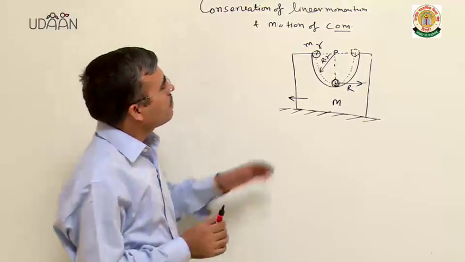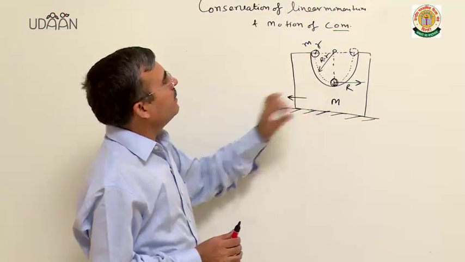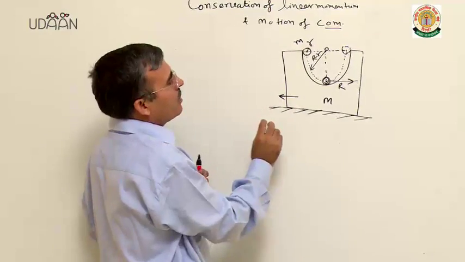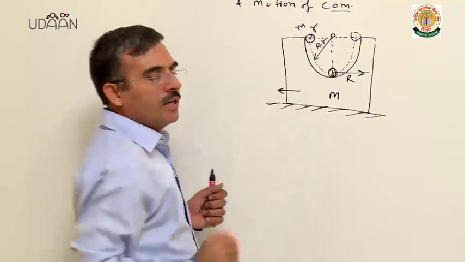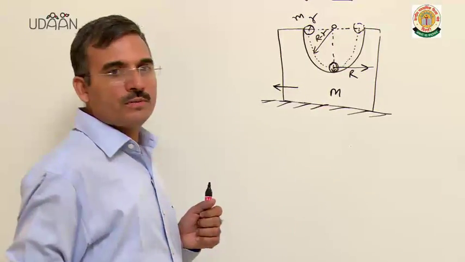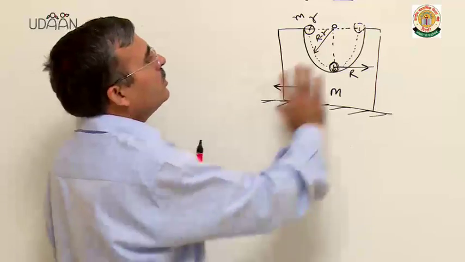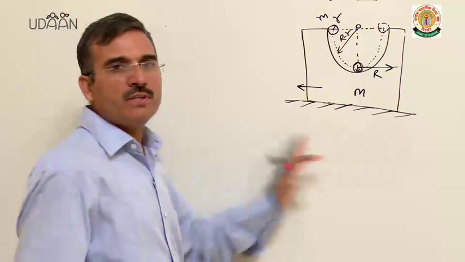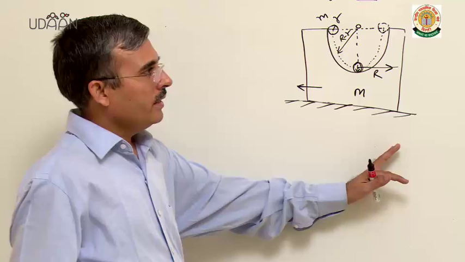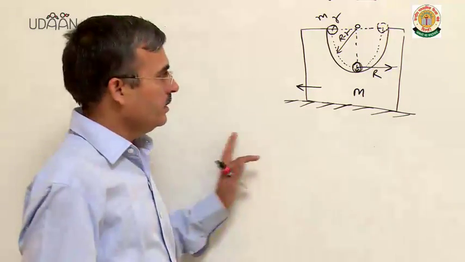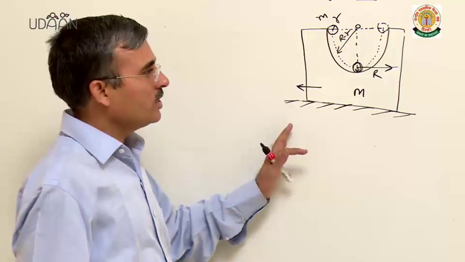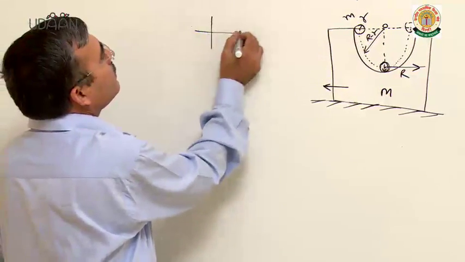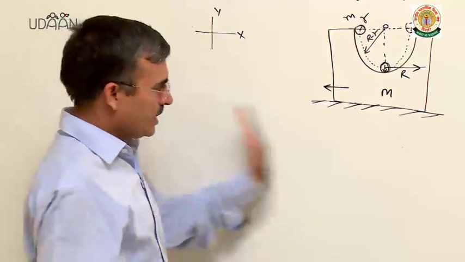In this case, if I take the system as capital M block with track and the small m body, mg is acting vertically downward, that is an external force. In the horizontal direction, there is no external force, so the center of mass will not shift in the horizontal direction. And linear momentum will also be conserved in the horizontal direction because there is no external force in the horizontal direction. Or I take x axis and y axis, so in the x direction there is no force.